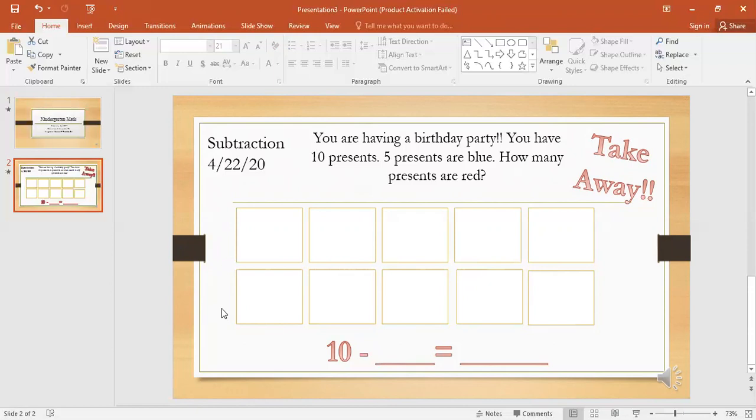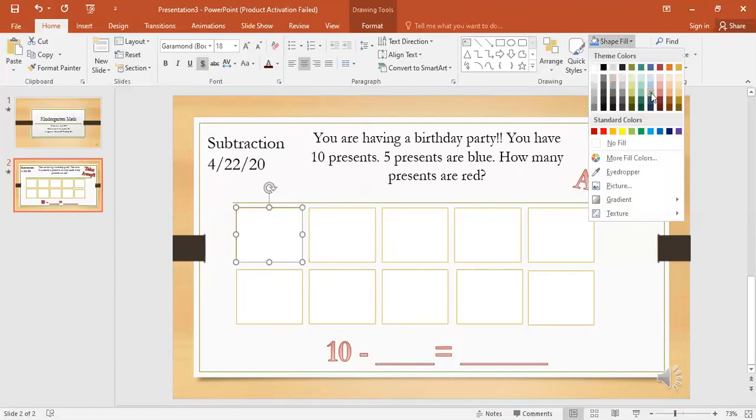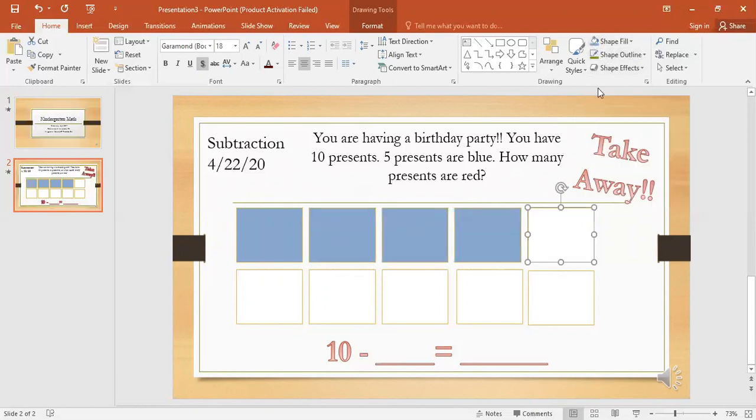Now it says 5 presents are blue. So what do you think I should do next? What do you think I need to do next to show that in my picture? Good. Did you say make 5 of them blue? Good. I should make 5 of these boxes blue because it's saying 5 of my presents are blue. So I'm going to go ahead and make 5 blue.